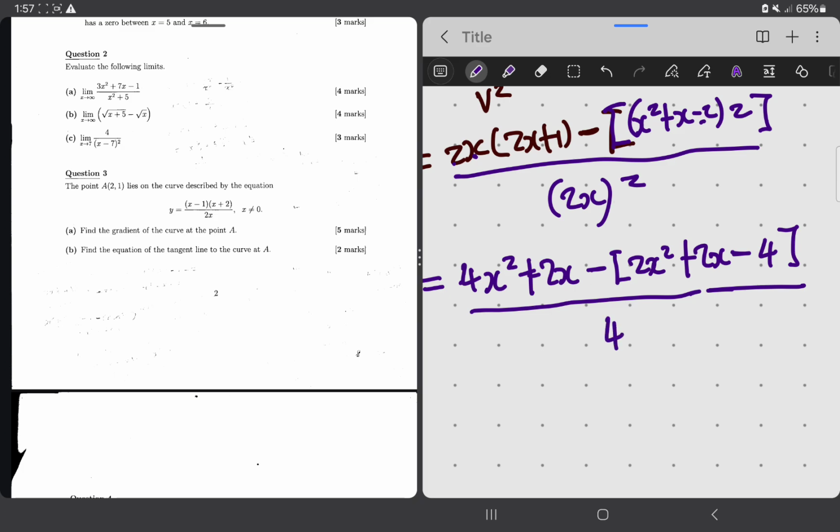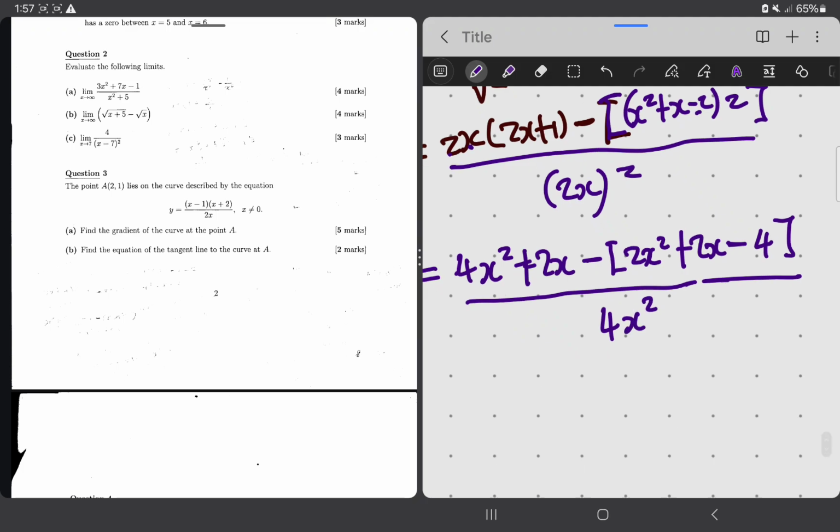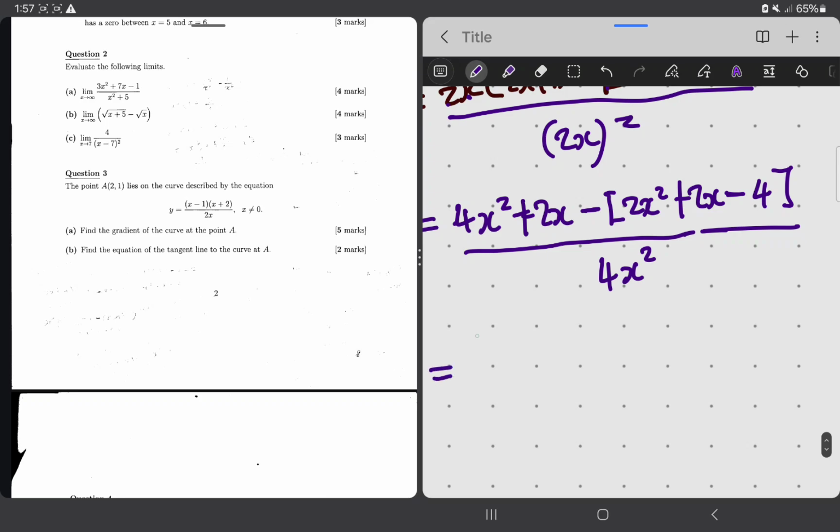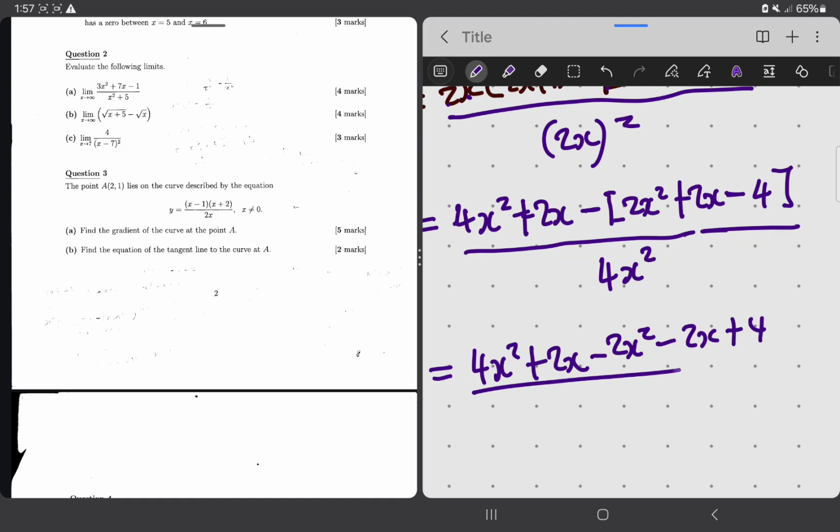It's all over, and since it's so simple, we can actually expand it, which is 2x all squared. You expand the 2, it's 2 squared, it's 4. Then x all squared is x squared. Now we can simplify. Is there anything that can cancel? First, let's simplify the top. It's going to be 4x squared plus 2x. Then this minus becomes a minus of 2x squared. Then it becomes a minus of 2x. Then it becomes minus minus, which is a plus of 4. And it's all over 4x squared.